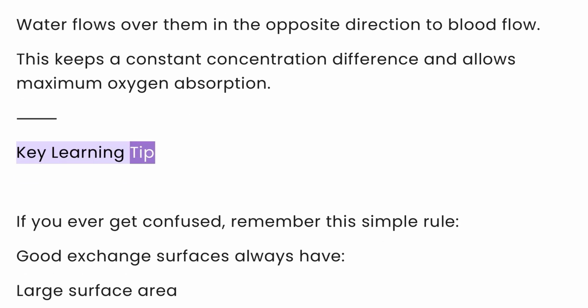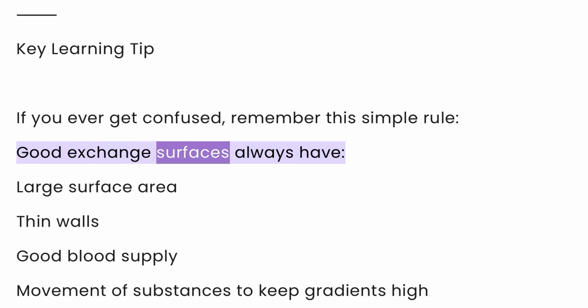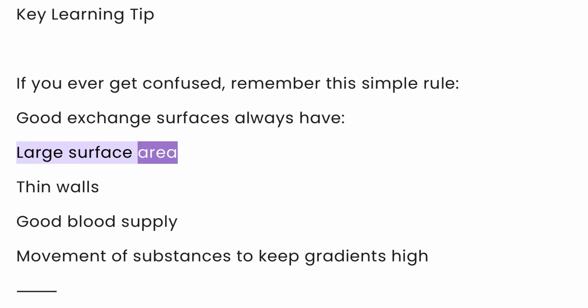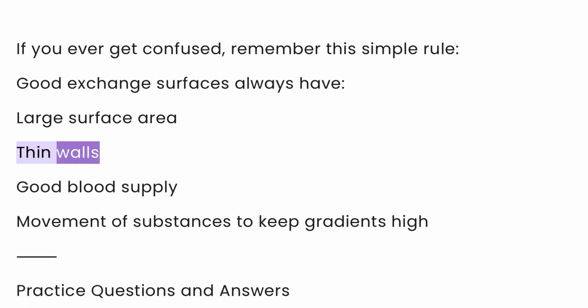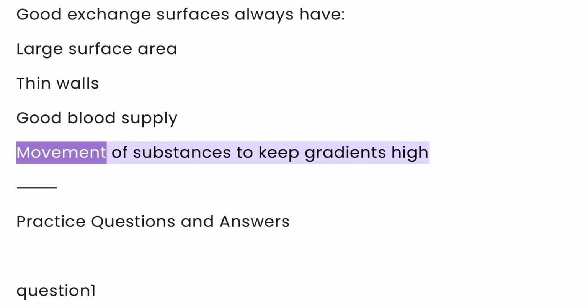Key learning tip: if you ever get confused, remember this simple rule. Good exchange surfaces always have a large surface area, thin walls, good blood supply, and movement of substances to keep gradients high.